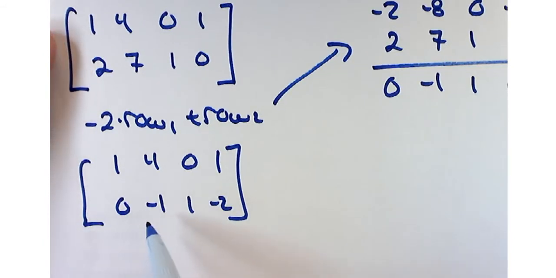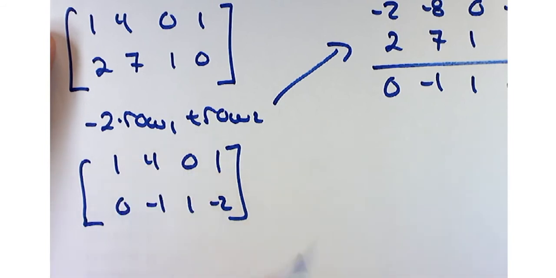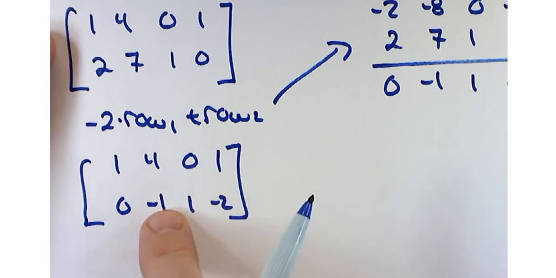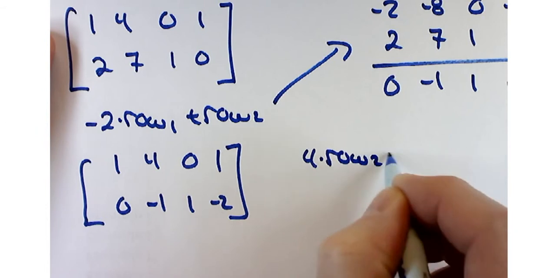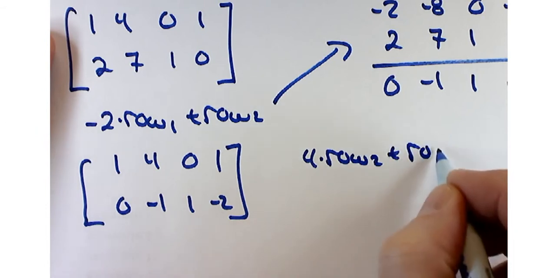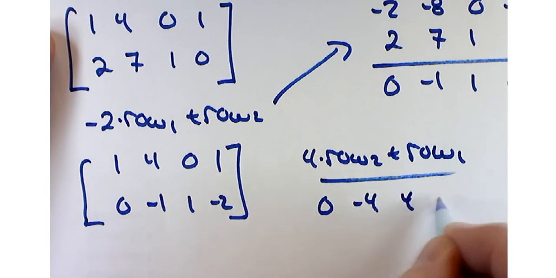Now what else? I need to get a 0 here. So to do that, I could add 4 times this row to this row. So 4 times row 2 added to row 1 is going to be 0, negative 4, 4, and negative 8.